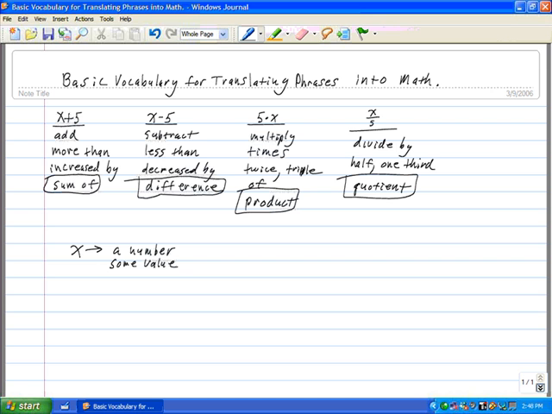Now, we were working with expressions in this particular example, but when you start working with equations, you'll find the equal to being represented very often by the word is, or sometimes gives, or yields, or something like that. So this is the basic vocabulary that goes along with mathematical expressions, and this should help you translate an application into a mathematical phrase.